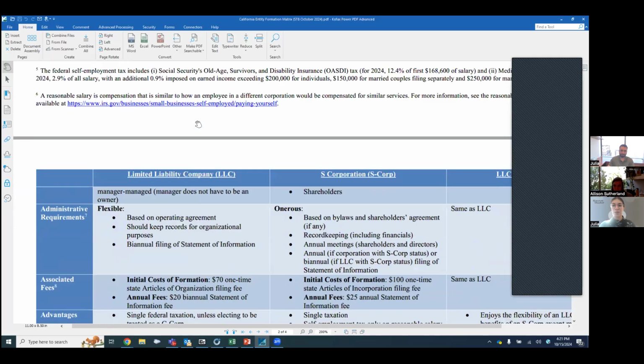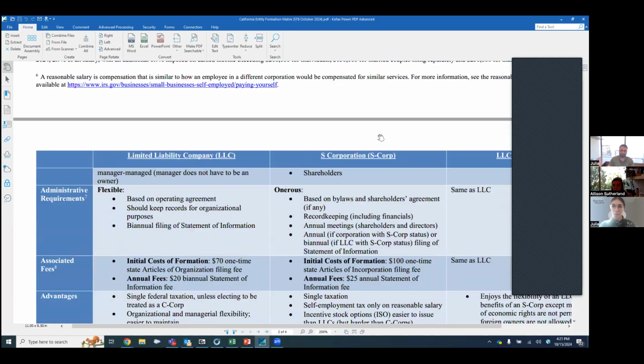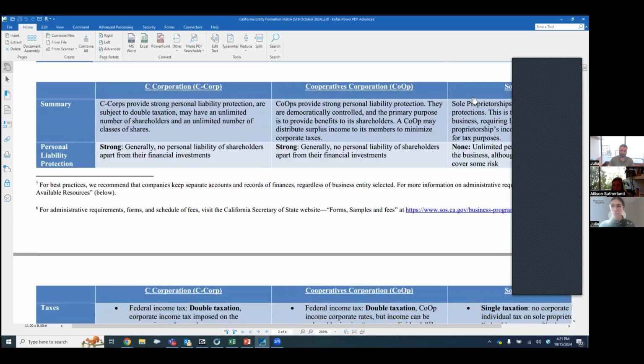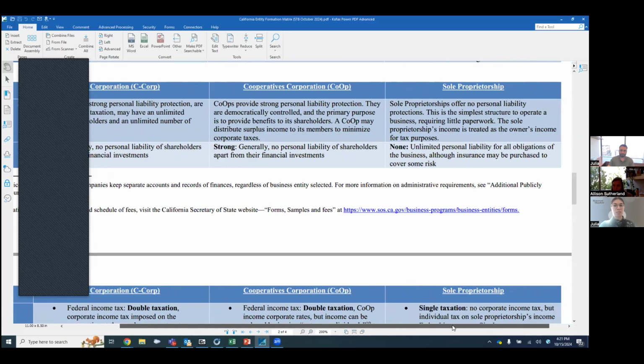And then I'll just run through one more type of company. So this is the sole proprietorship. These sole proprietorships are often great for smaller businesses. However, they offer no personal liability protection. So while it's the simplest structure to operate, the proprietorship's income is treated as the owner's income for tax purposes.